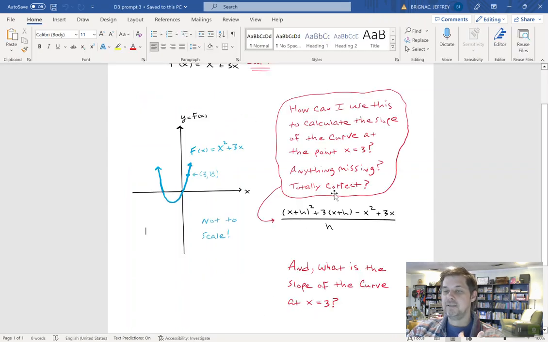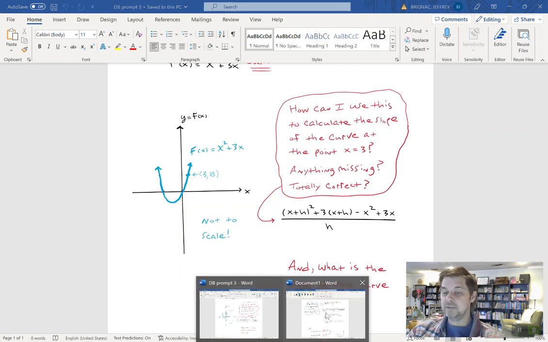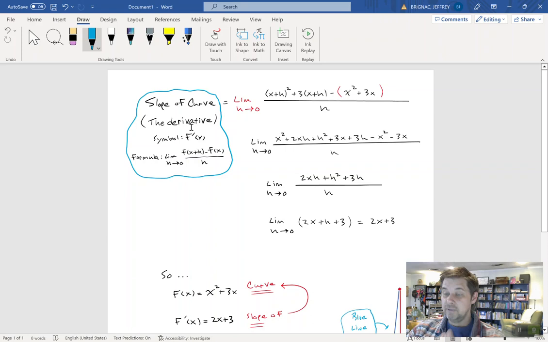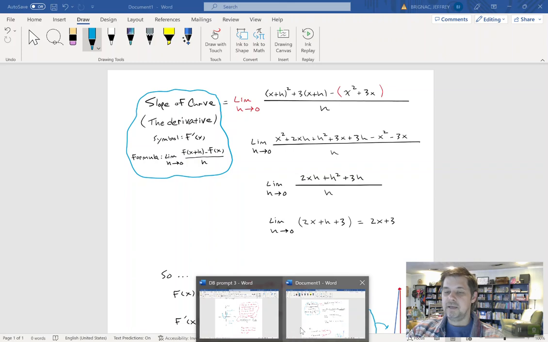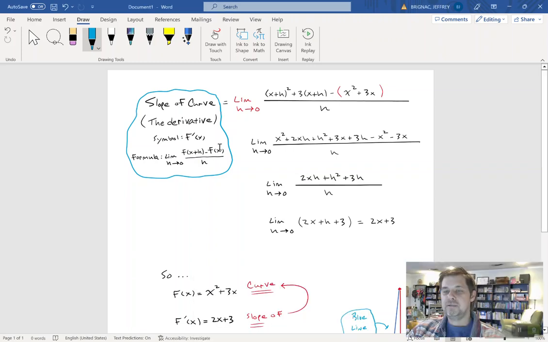So you notice I had this h in here, x plus h squared plus. That has to go to 0 ultimately in order to find the derivative, which is what tells us the slope of the curve. Okay, another thing that I left out is that notice that here's our generic formula for the slope of the curve, or the derivative as it's otherwise known. It's the limit as h goes to 0, f of x plus h minus f of x over h, where f of x is the equation, the formula for the original curve.